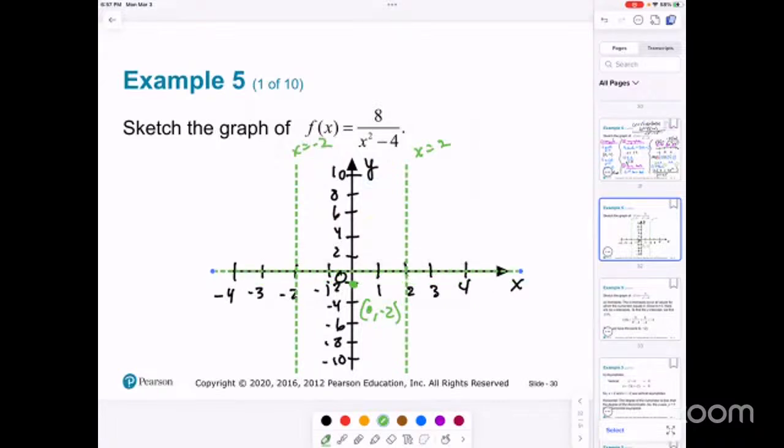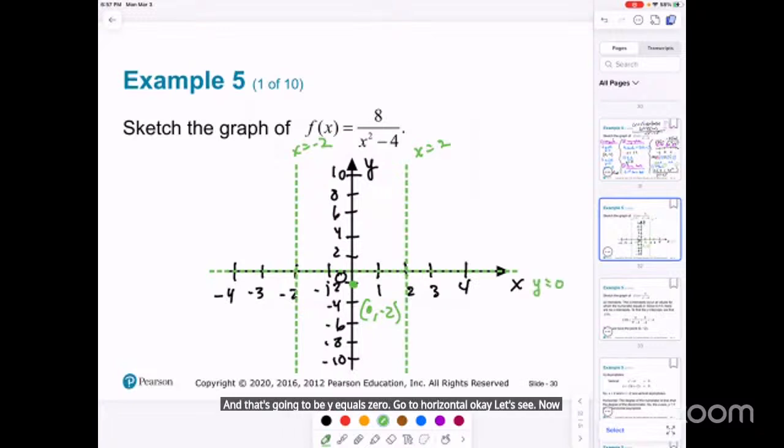Okay. And that's going to be y equals 0 for the horizontal. Let's see. Now we had a relative max when x was 0, right? So this is a relative max. I'll label it like this. We're going to say this is a relative max here.